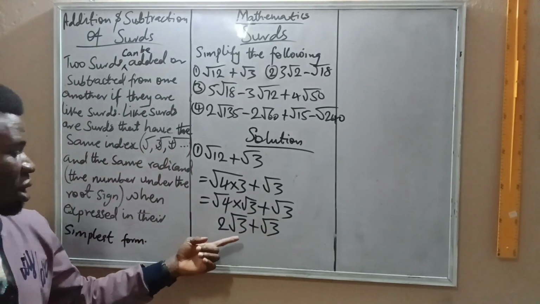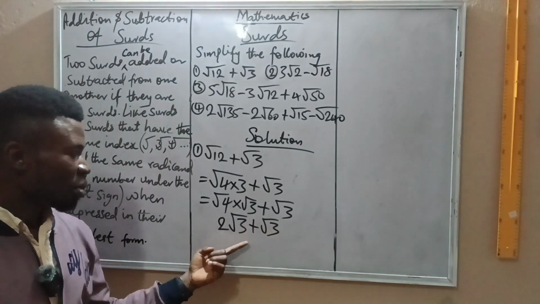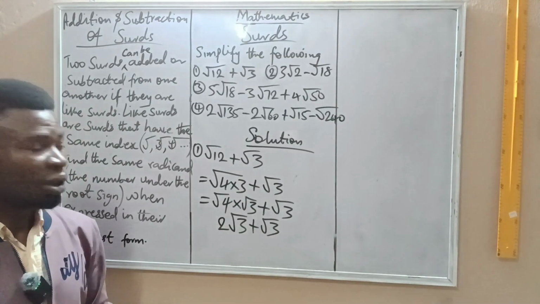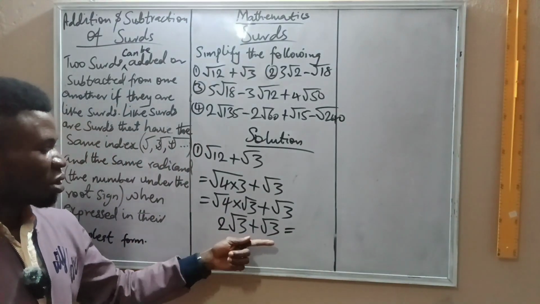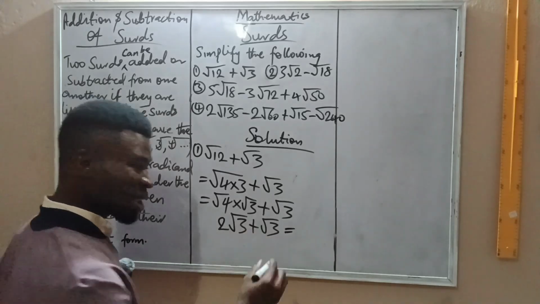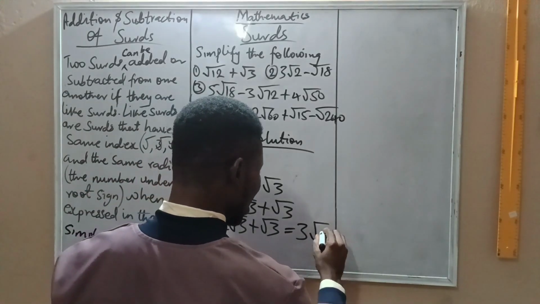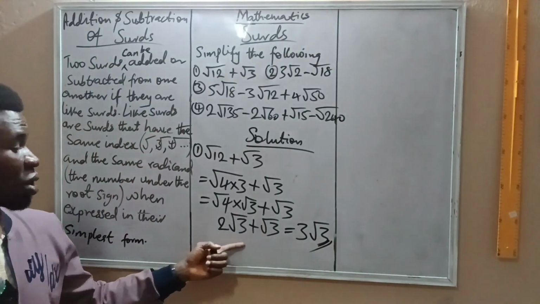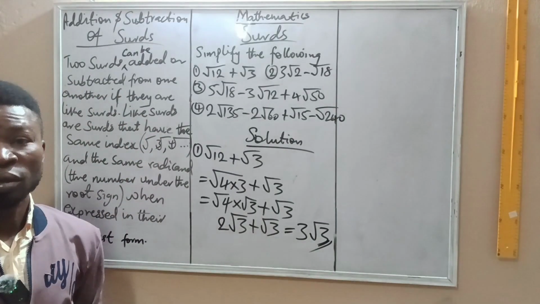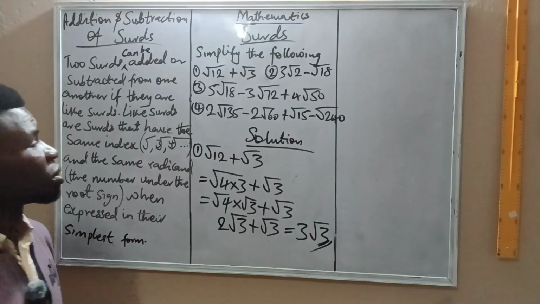Now we've seen that they now have the same number under the root sign, so we can now go ahead to add them. And of course, 2 surd 3 plus another surd 3 is what? Just 3 surd 3. 2 surd 3 plus another surd 3 is 3 surd 3. Then number 2.